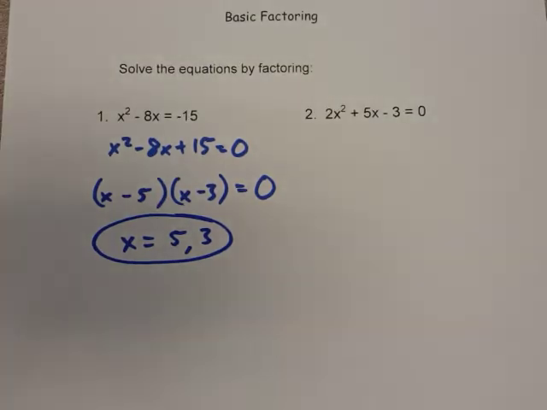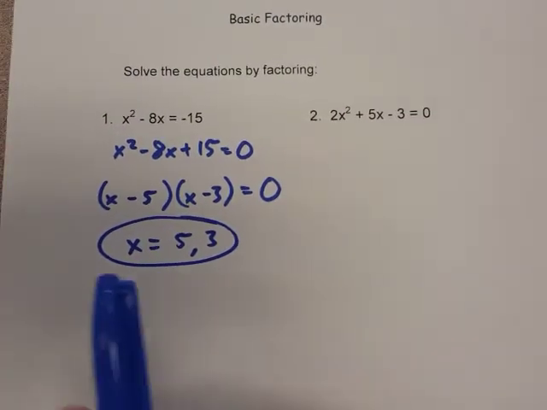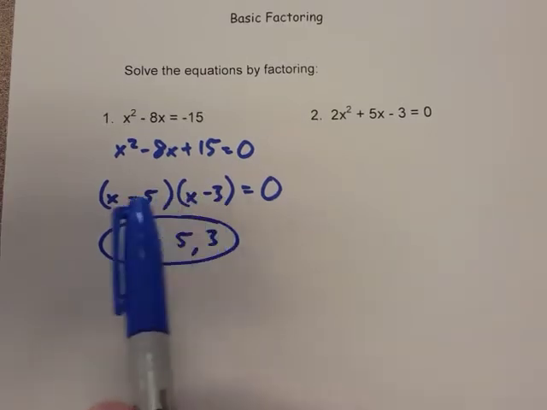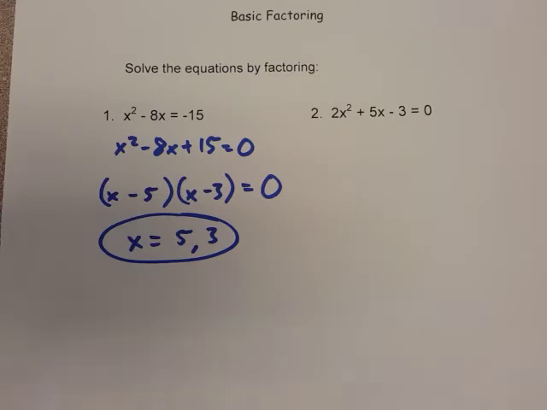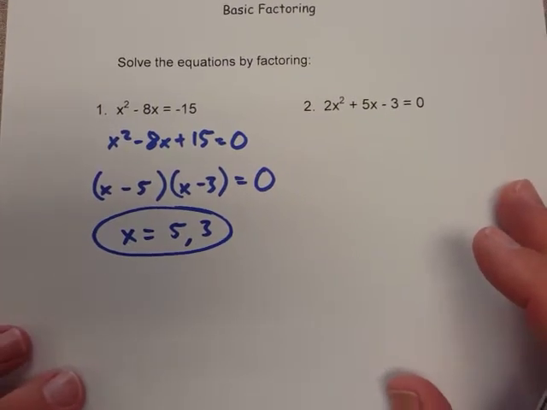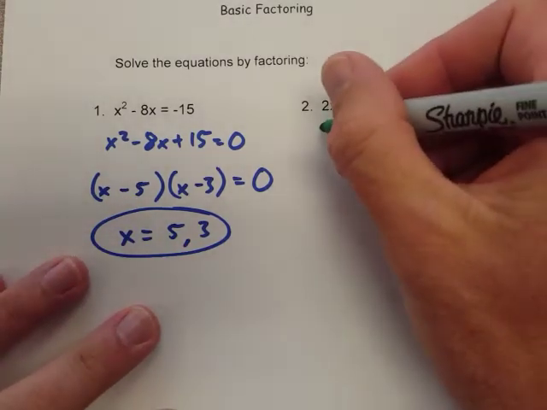So for example 1, those are the two solutions, and again, you can check them up in the original, see that they work. One question I get often is, does it matter what order those are in? No, we could flip those around as much as we like. The second one is a little bit more complicated. This one has a 2 in front, and that throws a little bit of a wrench into it.